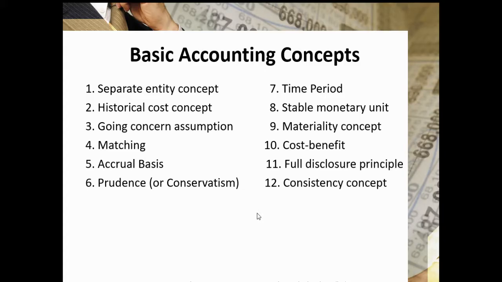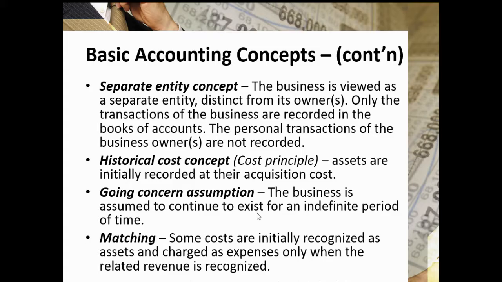So one is separate entity concept, historical cost concept, going concern assumption, matching, accrual basis, prudence or conservatism, time period, stable monetary unit, materiality concept, cost benefit, full disclosure principle, and consistency concept. So let's discuss it one by one. So first is the separate entity concept.